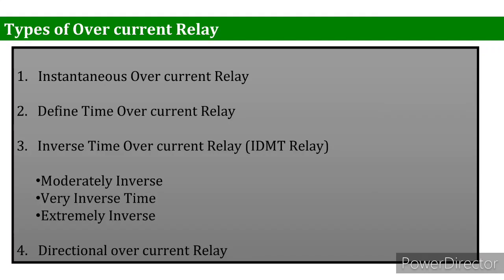The overcurrent relay has different types, specified on the basis of its operation. Number one is the instantaneous overcurrent relay, number two is the definite time overcurrent relay, number three is the inverse time overcurrent relay that we have discussed, the IDMT relay. It has three subtypes: moderately inverse, very inverse, and extremely inverse. And number four is the directional overcurrent relay. In the next slides, we will discuss each of these types in detail.